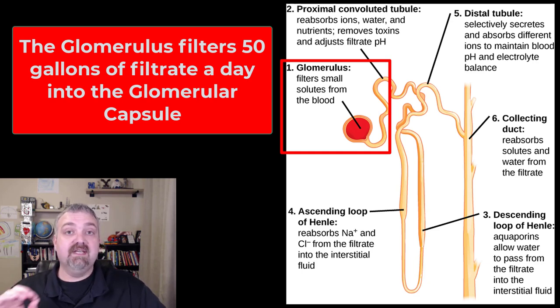And obviously, like all filters, it's going to filter based on size. First, let's talk about the amount, though. Your nephrons are going to filter about 180 liters, give or take, so around 50 gallons of fluid every day. So clearly moving forward, we can't afford to lose 50 gallons of fluid a day. So we're going to reabsorb all that water, or most of it, 99% of it, at other locations.